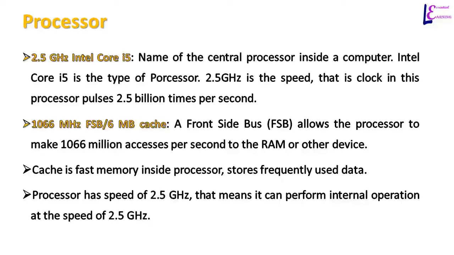The second line that is often written beside the processor description is the description of the memory beside it and the bus or front side bus that the processor uses to access RAM or other outside devices. This processor completes 1066 million cycles or accesses per second using its front side bus, and the processor also has a cache of 6 MB or 6 million bytes. Cache is fast memory inside the processor which stores frequently used data.